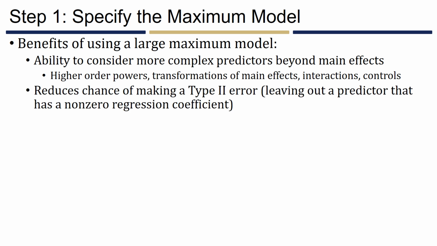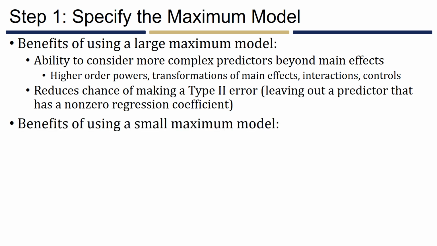A larger maximum model also helps to reduce the chance that we make a type 2 error. In this case, a type 2 error would be leaving out a significant predictor that has a non-zero regression coefficient. We want to make sure that if a predictor has a high correlation with the response, and it's actually going to be beneficial in our final model, that it has a chance to be in that final model, which we can't accomplish if we have a smaller maximum model.